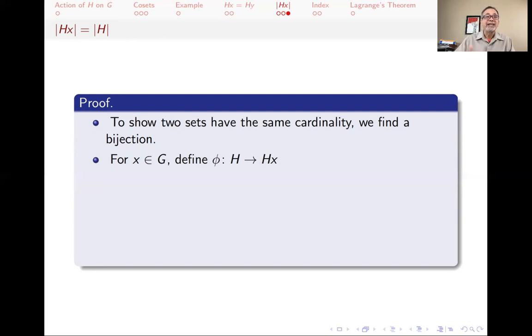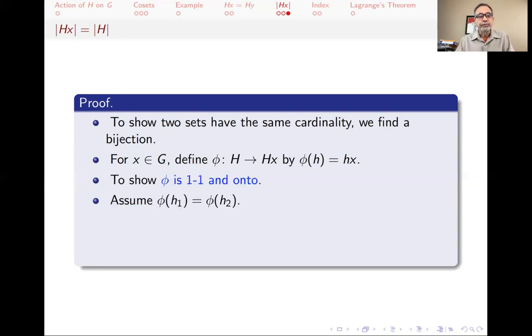So H is the domain, Hx is the codomain. I need to give you a function that takes elements of H and gives you elements of Hx. Where do you send little h in H? Well, you just multiply it by x and you get hx, and that will be something in the right coset. But I have to prove to you that it's one-to-one and it's onto. So how do I prove it's one-to-one? I assume that h1 and h2 went to the same place and show that they weren't really different to begin with. They were actually the same element.